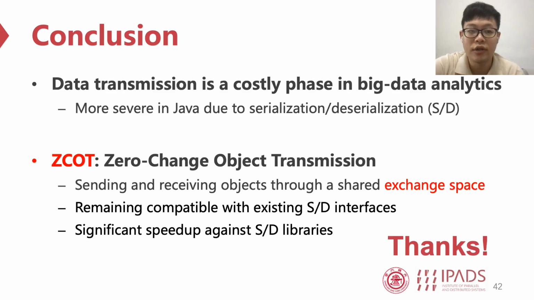Okay, to conclude, the data transmission phase is actually very costly in big data analytics, especially in distributed environments. The scenario becomes more severe in Java because of the extra serialization and deserialization phase, or SD. In this work, we propose ZCOT, zero change object transmission, which sends and receives objects through a shared exchange space. When a receiver receives objects, it can directly use them without any transformation and change. Besides, ZCOT also remains compatible with existing SD interfaces.